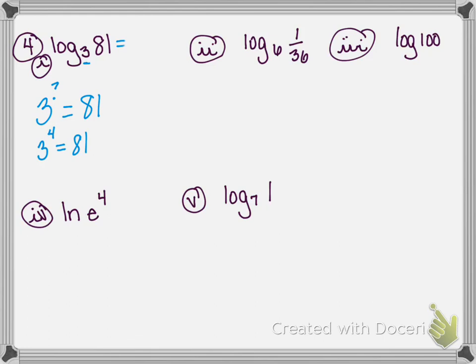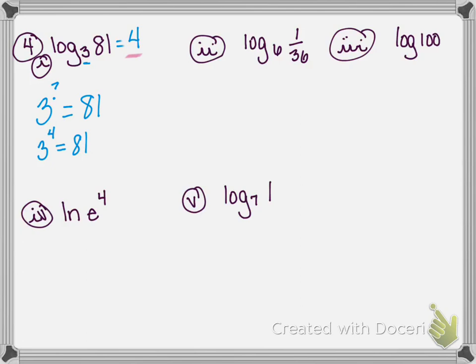The 3 is our base. 3 times 3 is 9. 3 times 3 times 3 is 27. 3 times 3 times 3 times 3 is 81. So our exponent is that 4. And so log base 3 of 81 is equal to 4. So the number that we are looking for right here is the 4. That's what it's equal to.